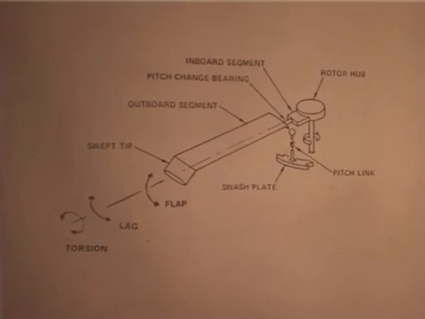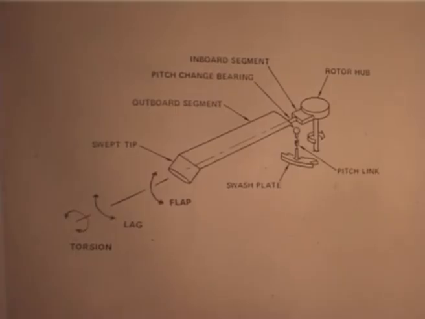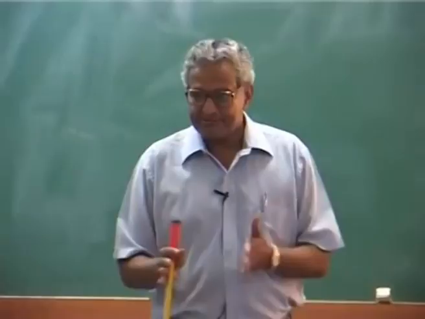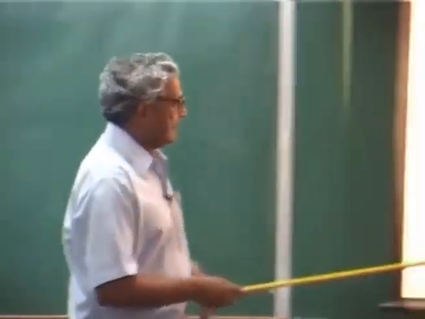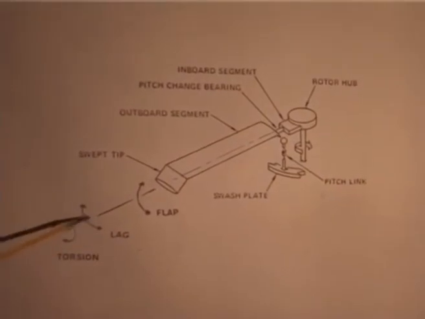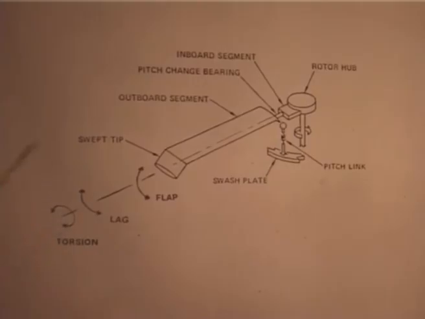Even now it is not fully clear which tip shape is the best for what. Each company has evolved with a particular tip shape and they use that particular shape. Okay. You will find a variety of shapes, all right. And of course, this is the flap motion, this is a lead lag motion and this is a torsional motion. When I say torsion, it means the elastic torsion.